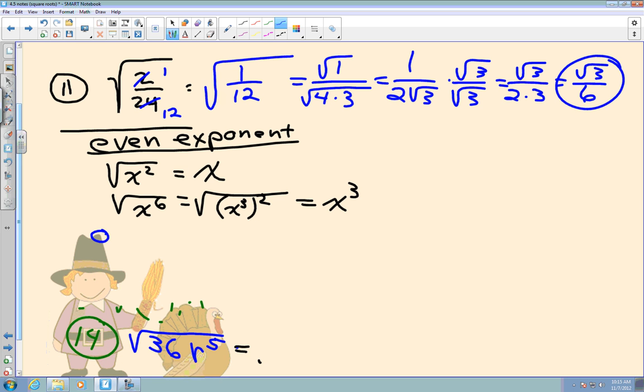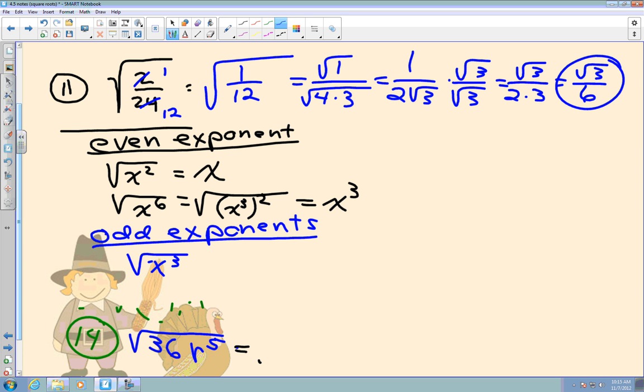Odd exponents. If I have the square root of x to the 3rd, I can rewrite that as the square root of x squared times x, because when you multiply like bases, you add their exponents. That's like x to the 1st. Well, the square root of x squared we just said was x. The square root of x is still the square root of x.